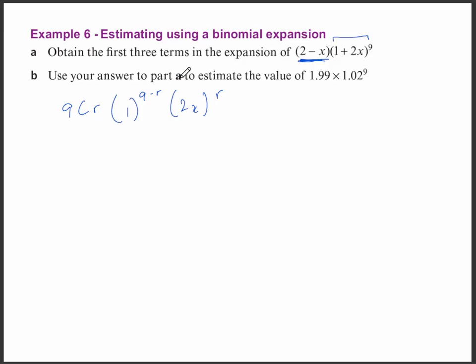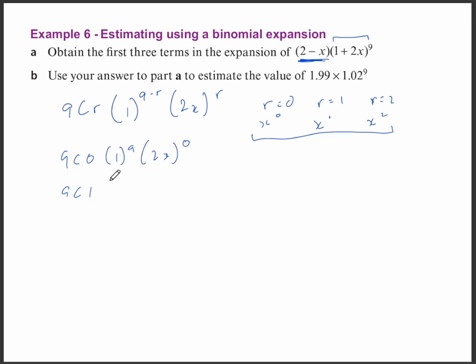Then we want the first 3 terms, and so what we will do, we will make r equals 0 to get x power 0 right here. We will make r equals 1 to get x power 1. And we'll make r equals 2 to get x power 2. And those are going to be the first 3 terms right here. So we're going to do that. 9c0, 1 power 9, 2x power 0, 9c1, 1 power 8, 2x power 1, and 9c2, 1 power 7, 2x power 2.